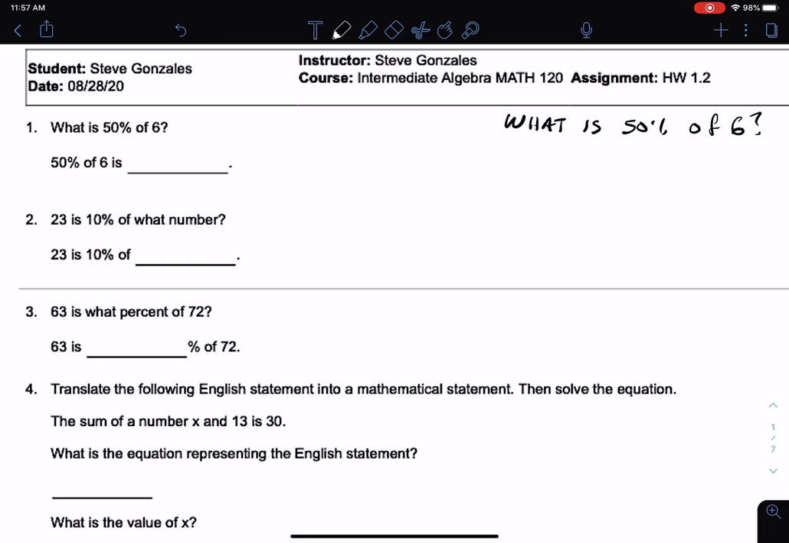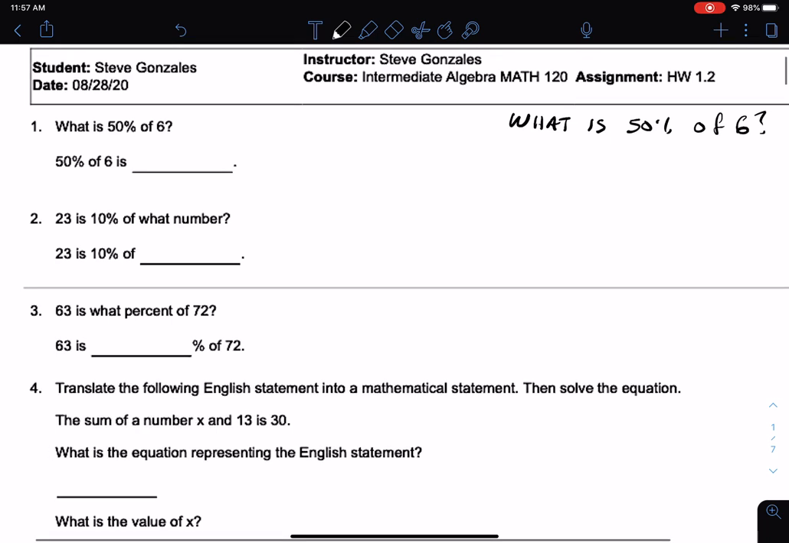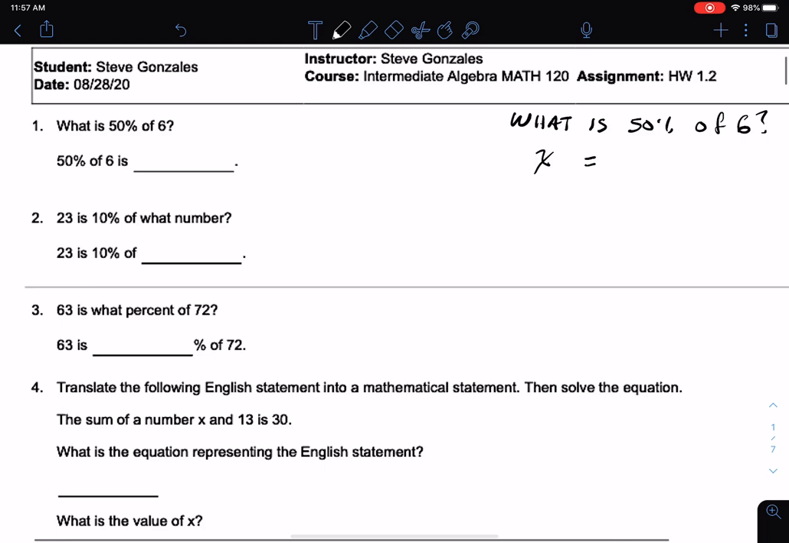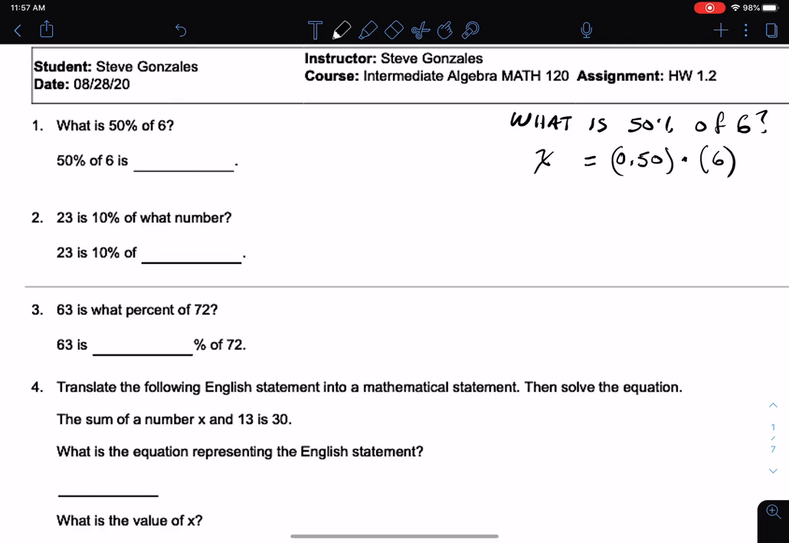But if you're confused, a more systematic way of doing it would be to say, when I see a "what," I'm going to write an x. I see an "is," I'm going to write equals. 50% as a decimal is 0.50. When I see an "of," I'm going to write a multiplication sign. And then it becomes really clear. If I'm trying to find the what, all I have to do is solve for x, and it already is solved for x. So all I have to do is multiply. And it just says that 0.5, or half of 6, is 3. So the answer there would be 3.